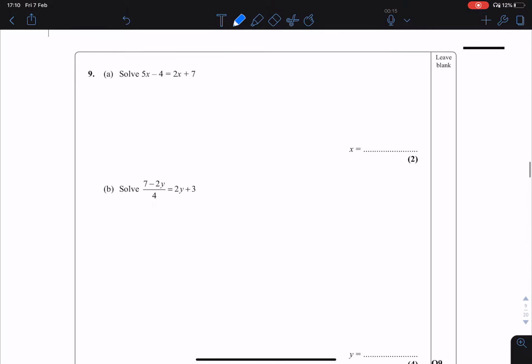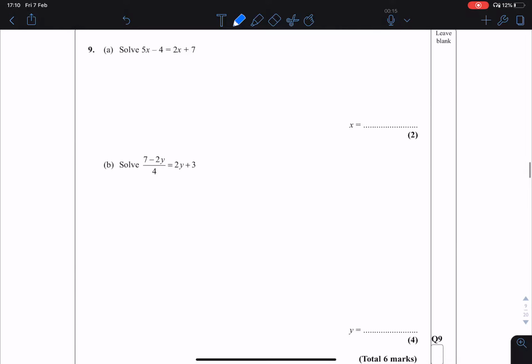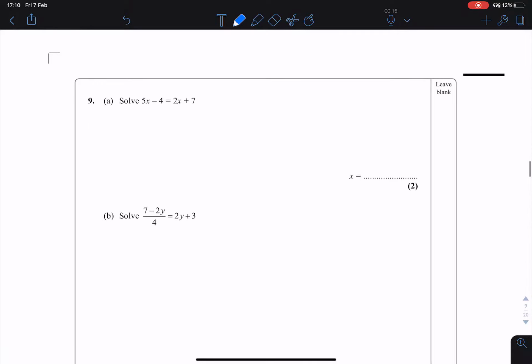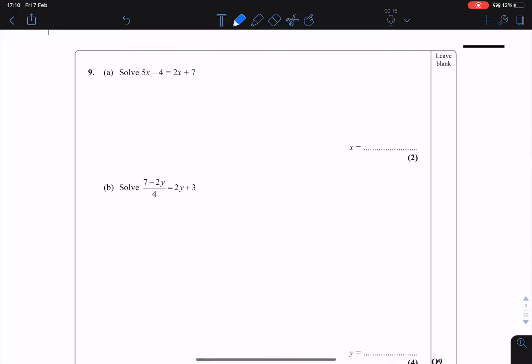Right, we'll do the last one, question 9. 5x minus 4 equals 2x plus 7. We need to collect all of our x's on one side and all of our numbers on one side. So I'm going to minus 2x from both sides to get rid of my x's on the right hand side. So I'm going to get 5x minus 2x, which is 3x minus 4.